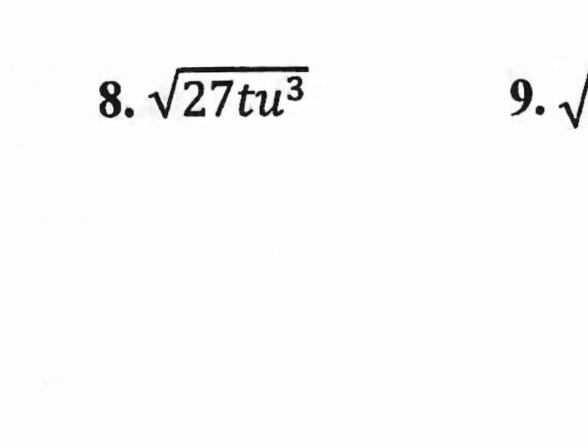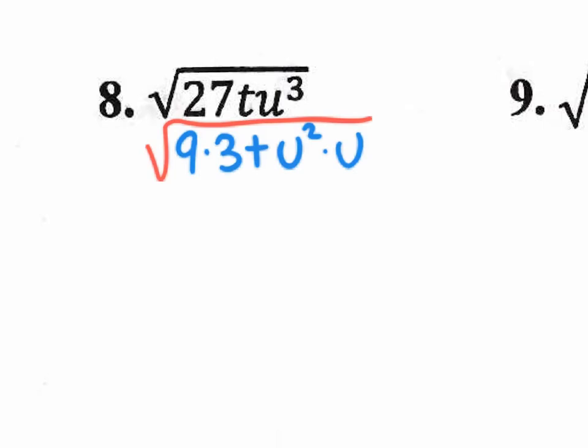Let's all take a look at number 8. So I would rewrite 27. It's not a perfect square number. I would rewrite it as 9 times 3. And the t, you're just going to leave it in there. The u to the third, you could actually rewrite that as u to the second times u, because u to the second times u is u to the third. So all I've done is rewritten things inside the root, not to make it look nicer, but to be able to actually take the square root of some things and get nice answers on the outside.